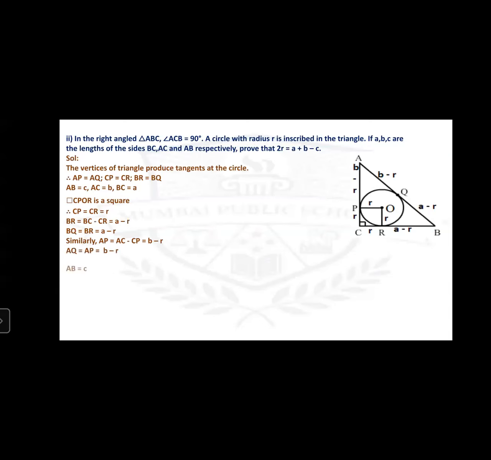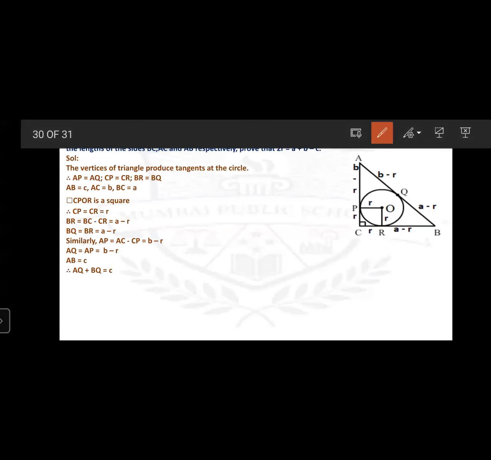Is it clear? Now, AB is equal to C. Side AB is equal to C. So AQ plus BQ is equal to C, right? Yes.